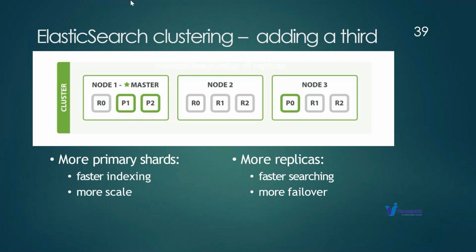So the more nodes in the cluster, the more primary shards you have. The more primary shards, the faster the indexing will be, and the more scalable it will be. And if you opt for more replicas, then you have faster searching, and you are safe from failover. If something goes wrong, you will have another copy which will act as the primary, and you will be able to search data without any loss.